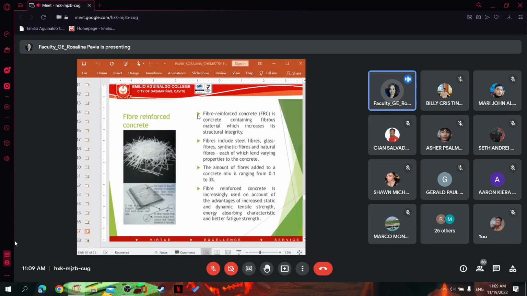FRC or fiber reinforced concrete is a concrete containing fibrous material which increases its structural integrity. So the materials that are to be used here as fibers are steel fibers, glass fibers, synthetic fibers, and natural fibers, each of which lends unique properties to the concrete. The amount of fibers added to a concrete mix ranges from 0.1 to 3%. Take note, 0.1 to 3%.